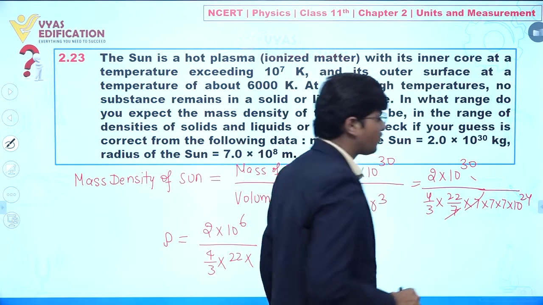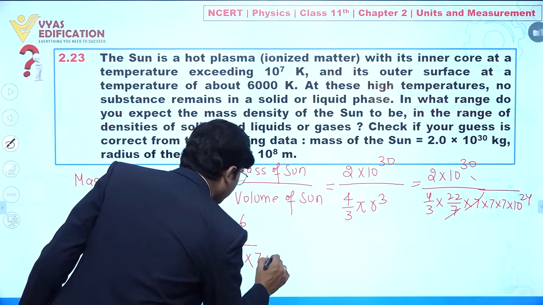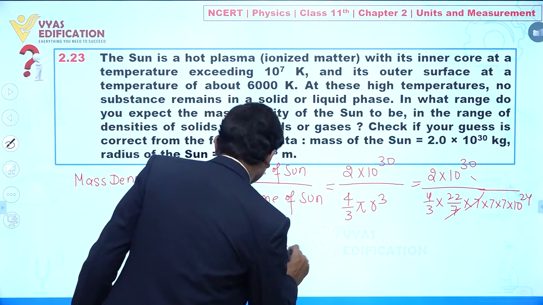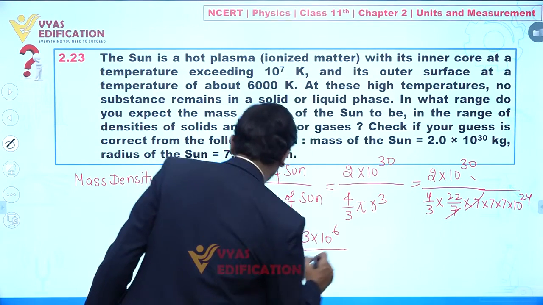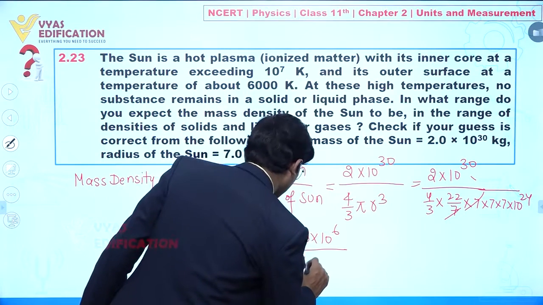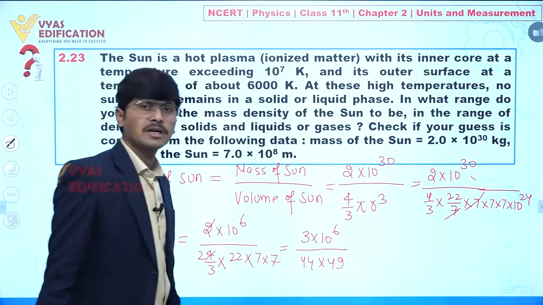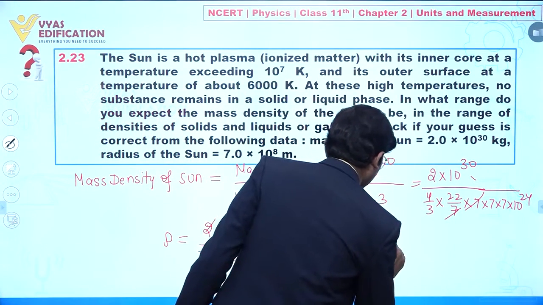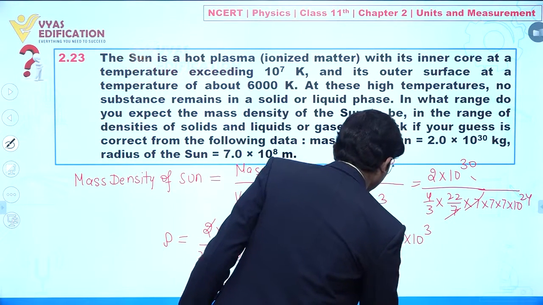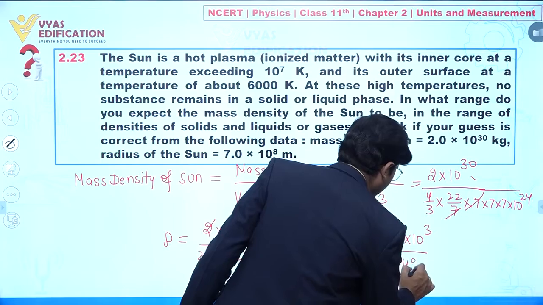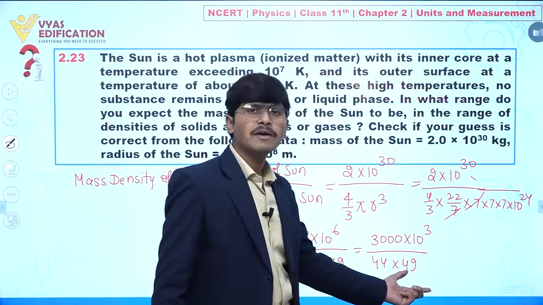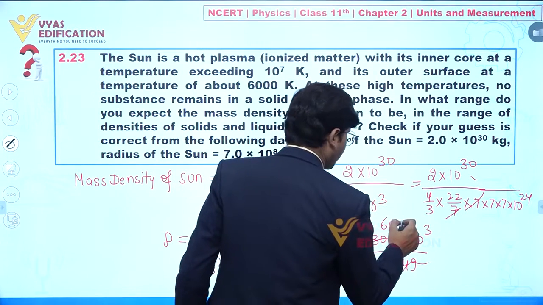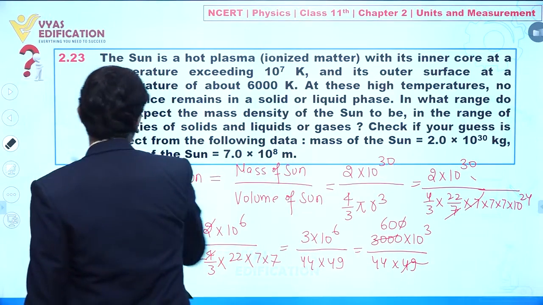From here we can say this is 2 into 3 into 10 to the power 6 divided by 44 into 49. If we solve it, let's suppose I write this as 3000 into 10 to the power 3 divided by 44 into 49. I am taking 49 as nearly 50, so the numerator becomes near about 60.